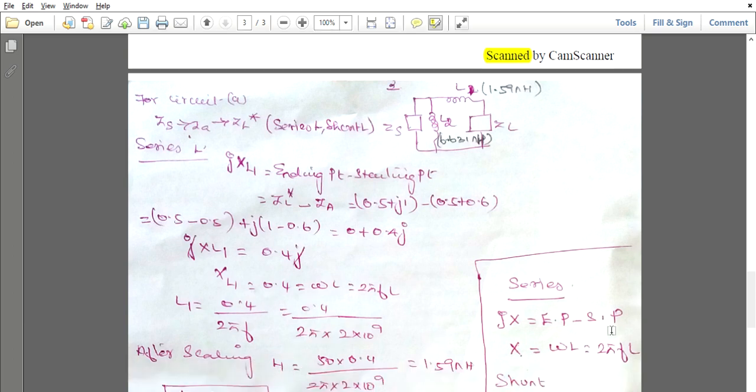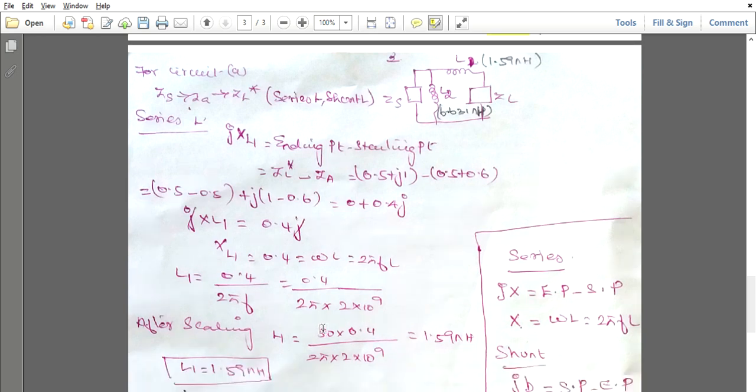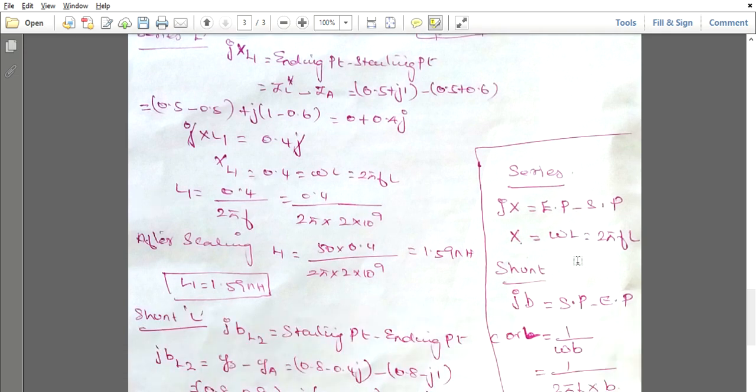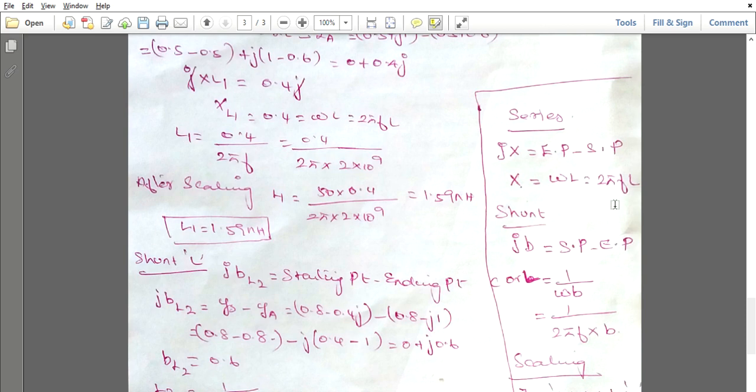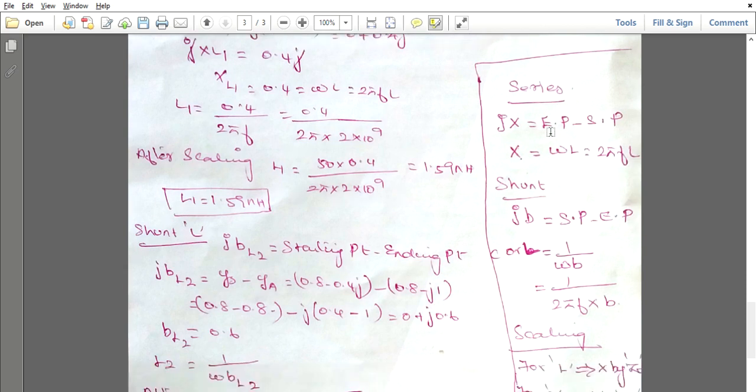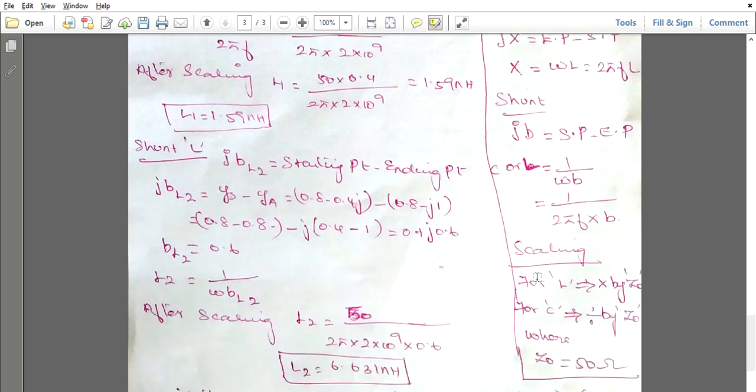Then you have to do the scaling. To do the scaling, if it is inductance, you have to multiply by Z0. If it is capacitance, you have to divide by Z0. That's all. Here I have written the hints for calculating the element values. If it is series, take ending point impedance minus starting point impedance, where X is equal to omega L, and omega is equal to 2 pi F. If it is shunt, take starting point impedance minus ending point impedance, and consider X is equal to 1 by omega C, that is 1 by 2 pi F into C. For scaling, if it is L, multiply by the characteristic impedance Z0. If it is C, divide the value by the characteristic impedance Z0.